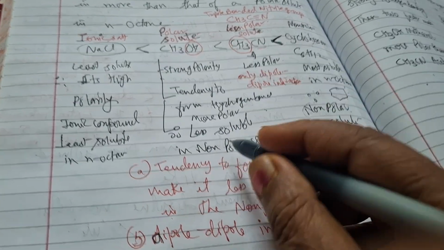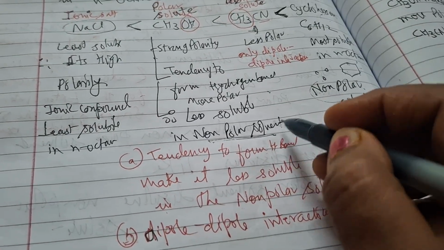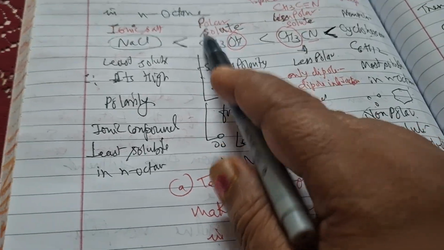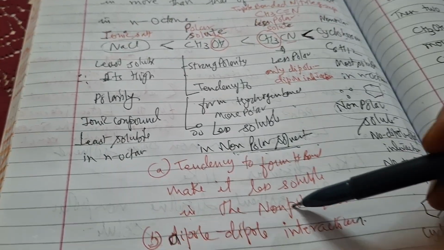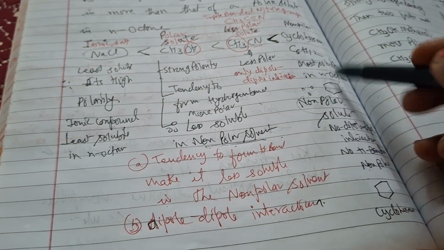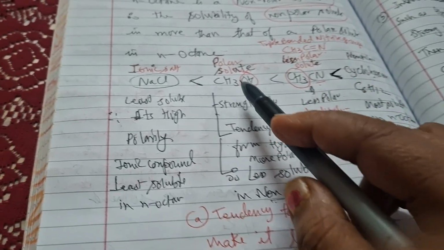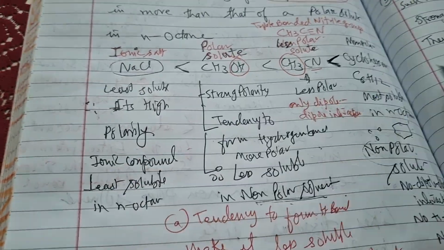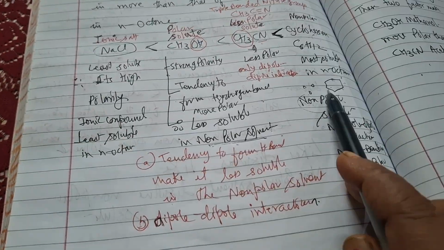So more polar means less soluble. As I told you, the solvent is non-polar, so a non-polar solvent will dissolve less polar solutes more, and more polar solutes less. It will dissolve, but not as much as cyclohexane will dissolve. So CH3CN dissolves more easily as compared to CH3OH, and CH3OH dissolves more easily as compared to NaCl. So least soluble is NaCl and most soluble is cyclohexane.